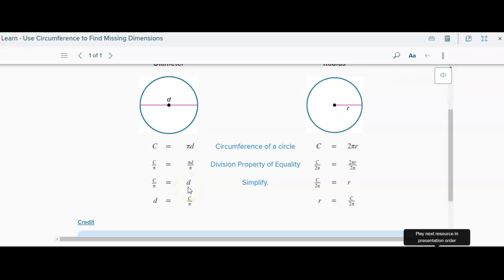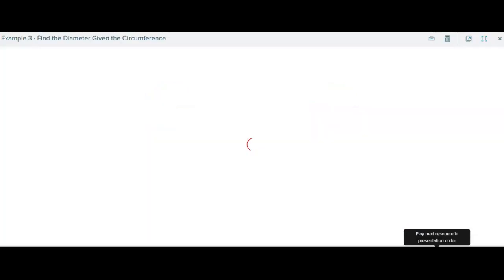When we solve equations, we want to get x by itself. Usually in this case, we want to get d by itself or r by itself. But here's what you can remember and reference on page 451: if you know the circumference and want to find the diameter, we can use this version of the formula. If we know the circumference and want to find the radius, you can use this version of the formula. So look at example 3 on the bottom of page 451.